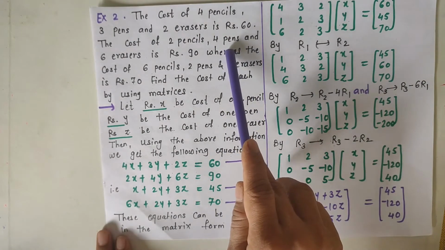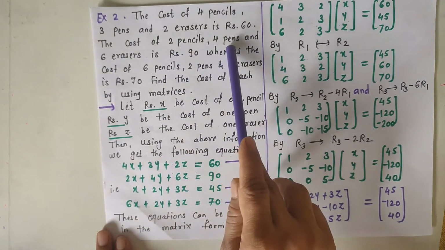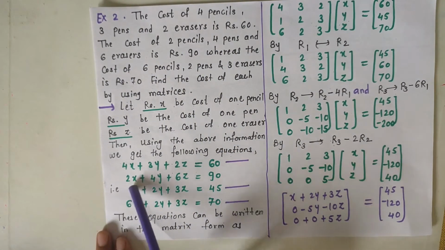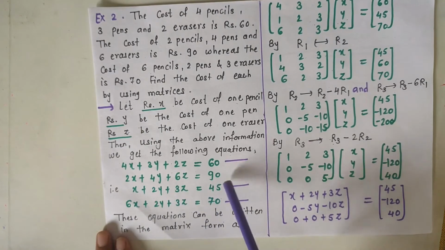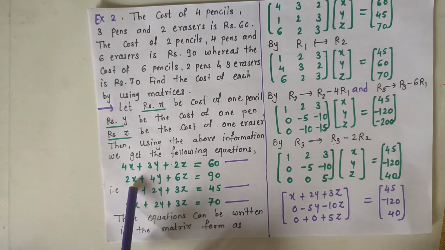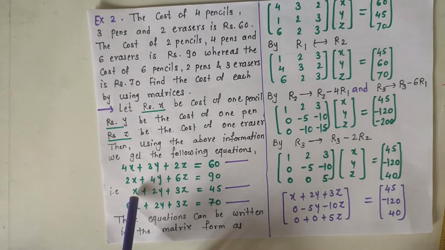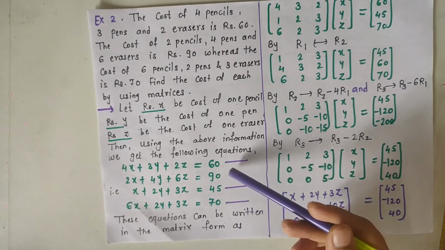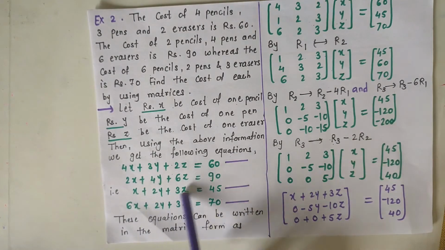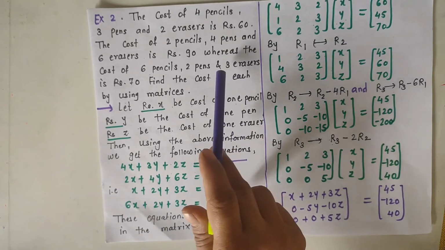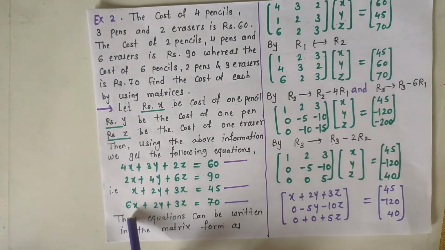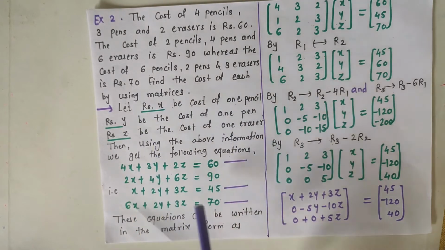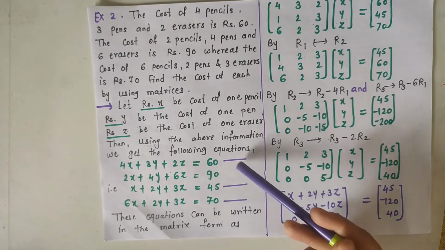Now according to the second condition, we can write 2x plus 4y plus 6z is equal to 90. By dividing by 2, we get the equation x plus 2y plus 3z is equal to 45. So for the solution, we consider this second equation. Now according to the third condition, the equation is 6x plus 2y plus 3z is equal to 70. These are the three equations.